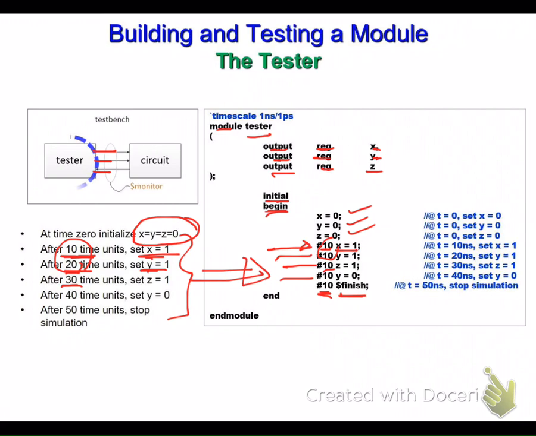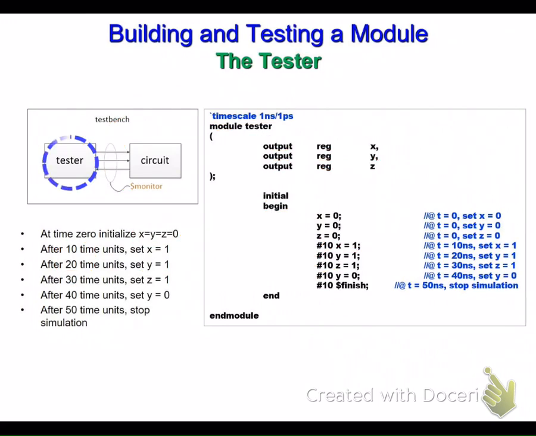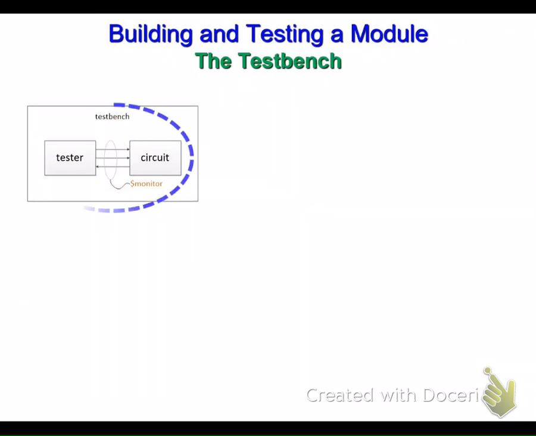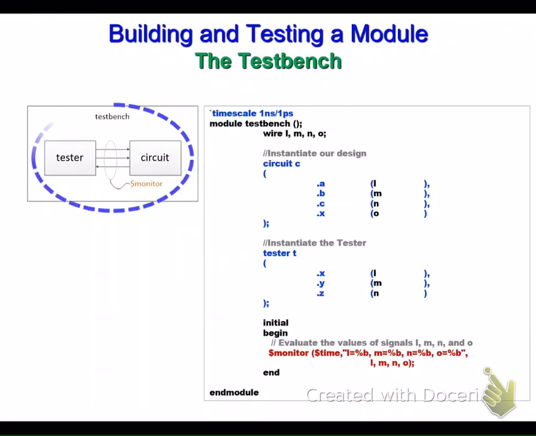Is this clear? The next step is how I can connect this guy to this guy, because I have this now, I have this now. This is the tester. I wrote here timescale 1 nanosecond / 1 picosecond, meaning that the time is in nano and the precision is in pico. The next step is how to connect both. This is exactly the same thing as we did in instantiating, or how I can instantiate a component.